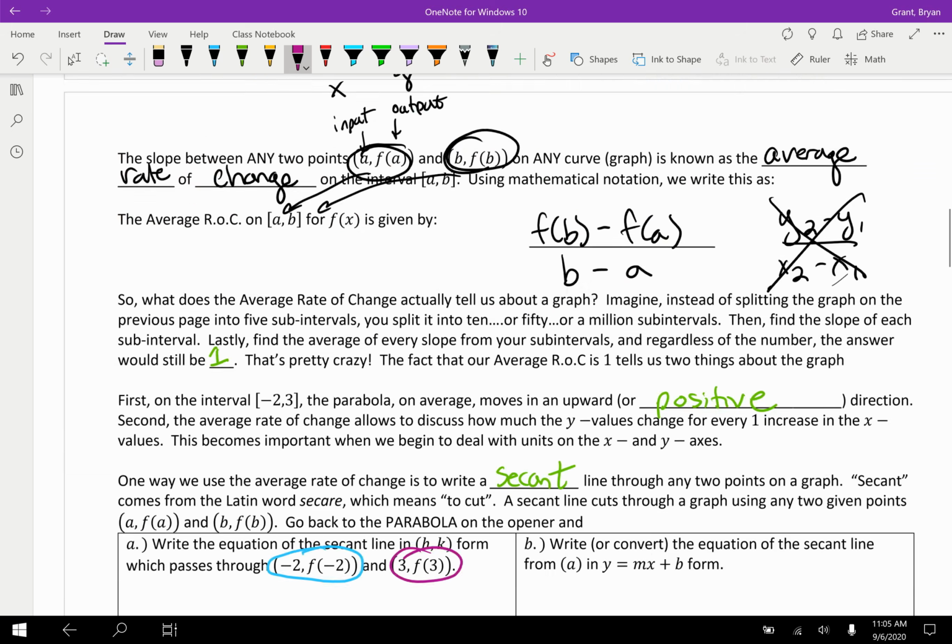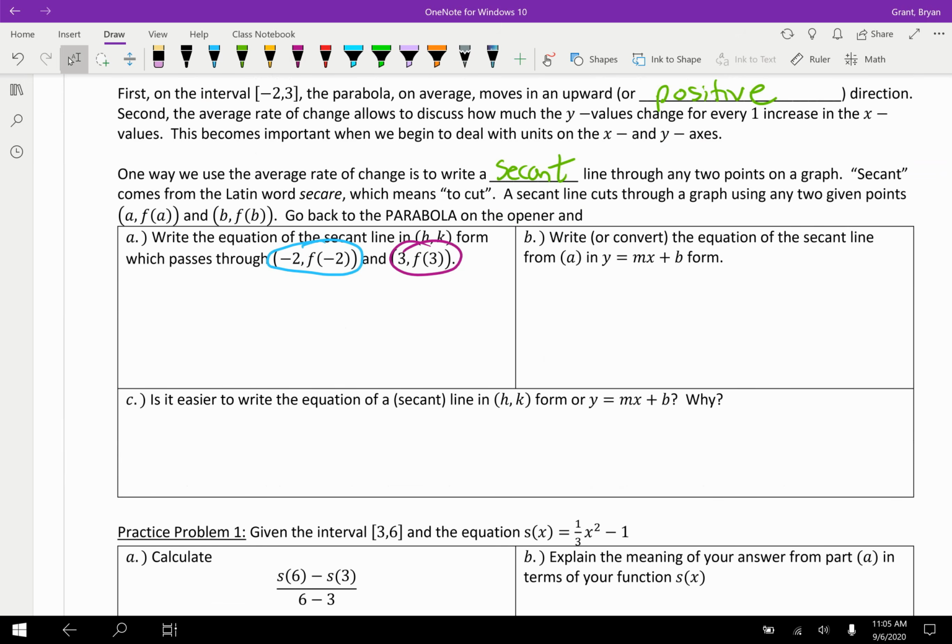Okay, so how do we write that secant line? Well, the first thing you need to do, of course, is find the slope. So let's go ahead and write the slope here. My slope is going to be f of 3, that's y2, right? Minus f of -2, y1, divided by 3 minus -2. And I think f of 3 was 6, and f of -2, I think that's 1, divided by 3 plus 2, 5 divided by 5 is 1.